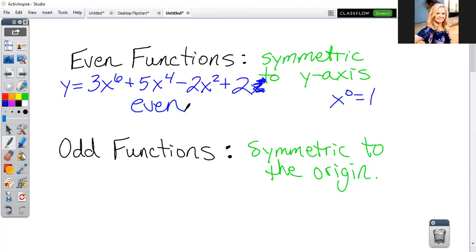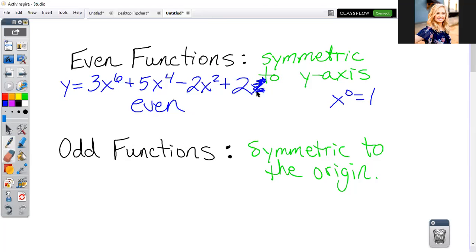Okay, if x is not there at all, you're not doing this. Okay? The x will be there somewhere. All you're worrying about is what the exponents of it are. If the exponents are even and they're all even, it's even. Okay? It only takes 1.